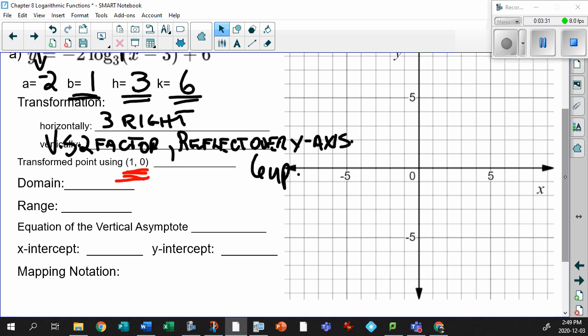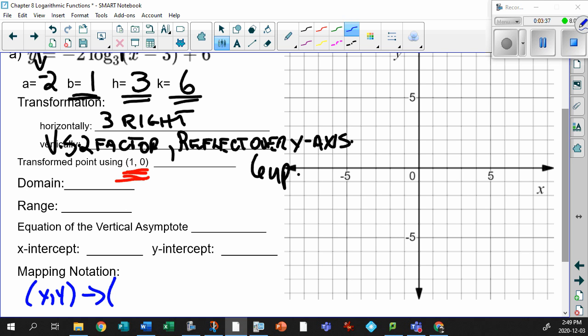I need some room, so I'm putting it down here. Mapping notation. There's my x, y. What's happening to my x and y? Well, my x, no stretch, no reflection horizontally, but I am moving 3 right. So I'm taking every x point and moving it 3 to the right. Then, what am I doing vertically? I'm stretching by 2 and flipping, so that's why it makes this a -2y, and I'm moving 6 up.